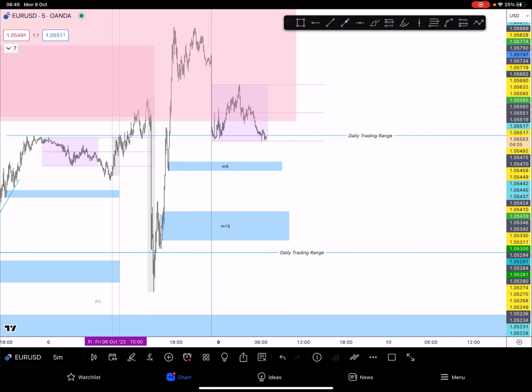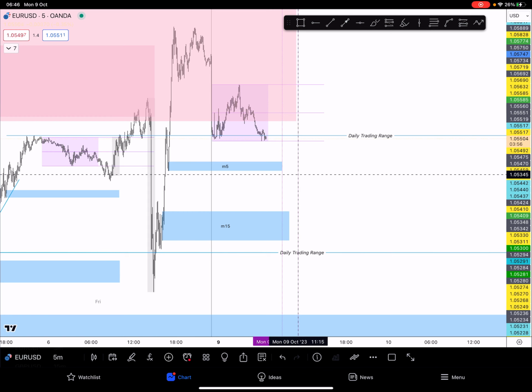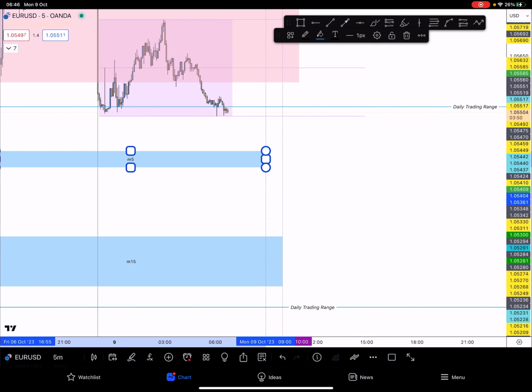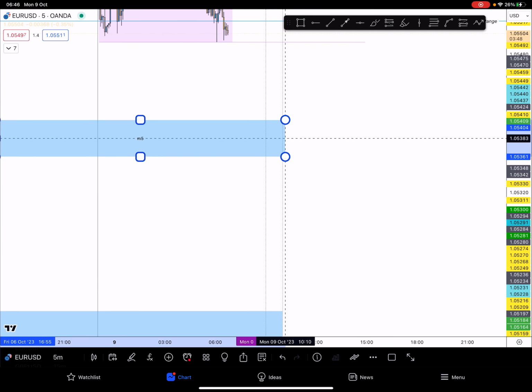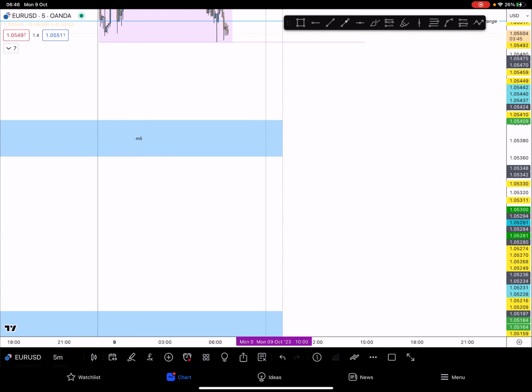So that means I need to look at timing, you know. Is price coming in here at my designated time? Then I should really be looking at this zone if price is coming in here at my designated time.